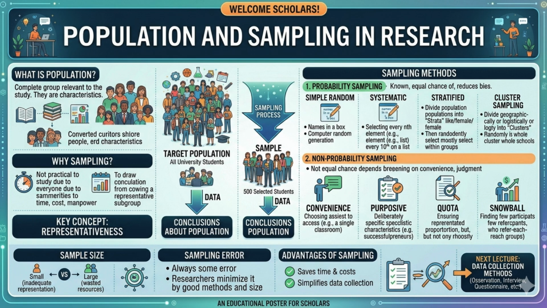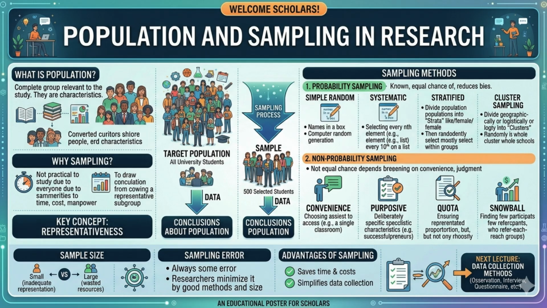Welcome, scholars. In this lecture, we will learn about population and sampling in research, two fundamental concepts that play a crucial role in the research process. In the previous lecture, we discussed variables and understood how researchers study relationships between different factors. Today, we will explore how researchers select the individuals, groups, or units from whom data is collected.